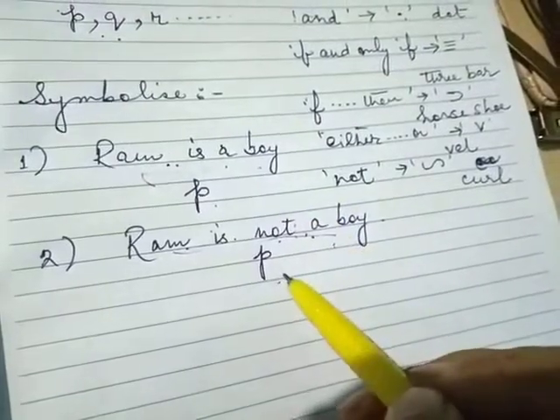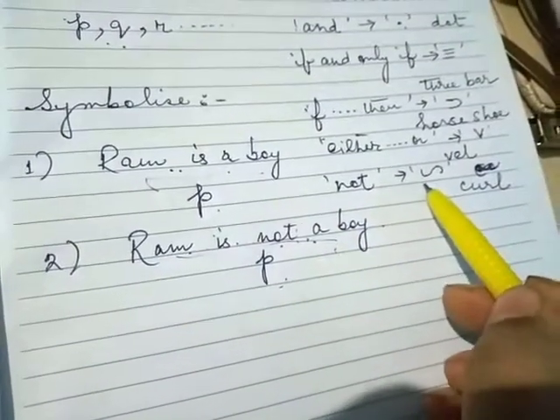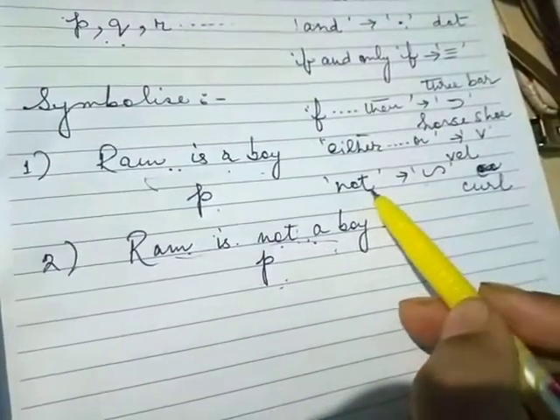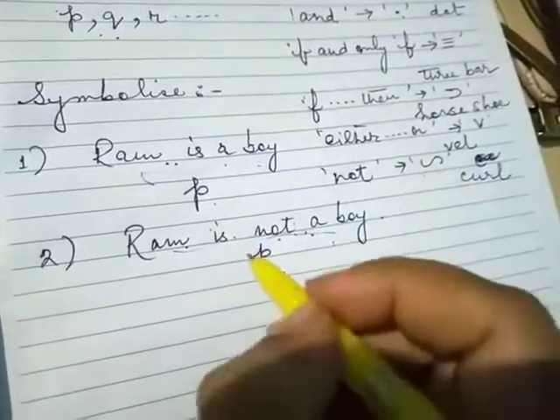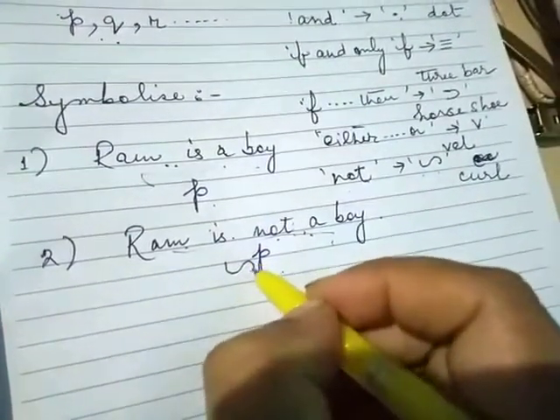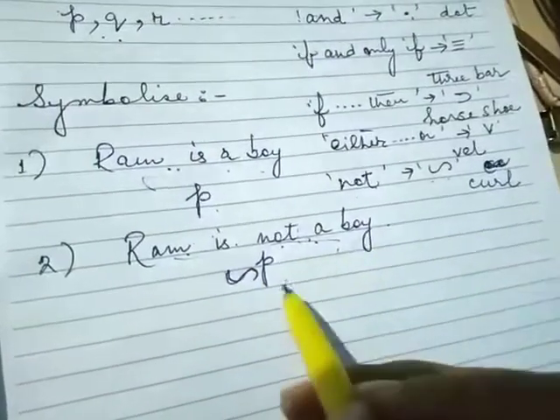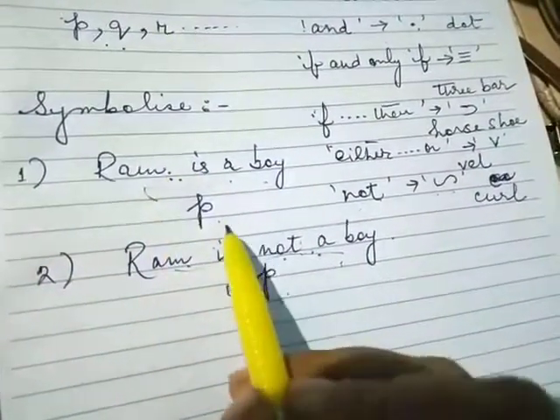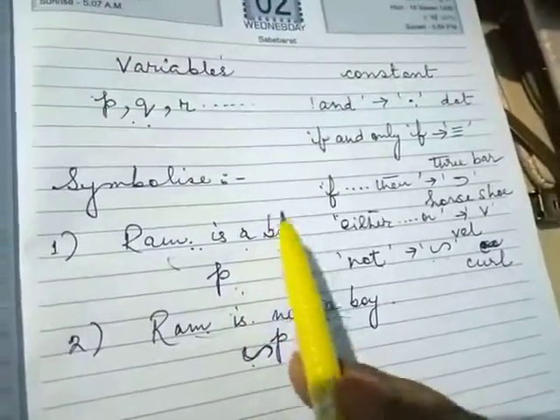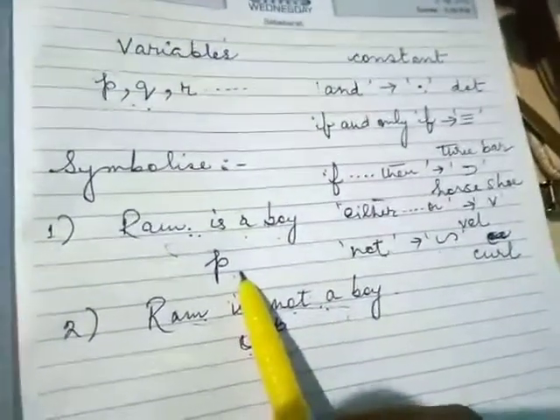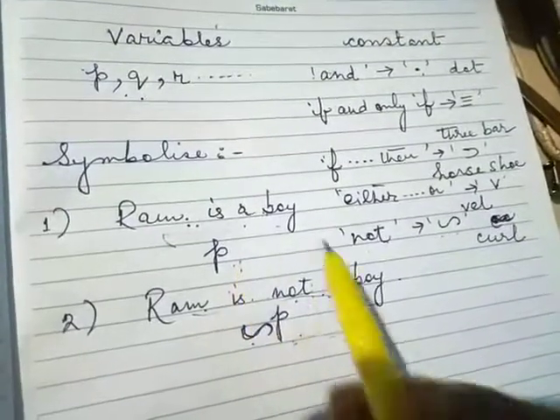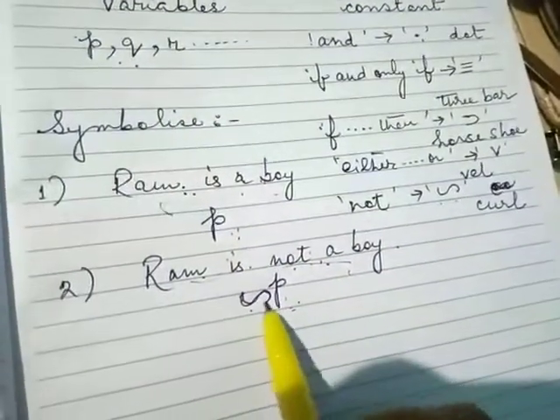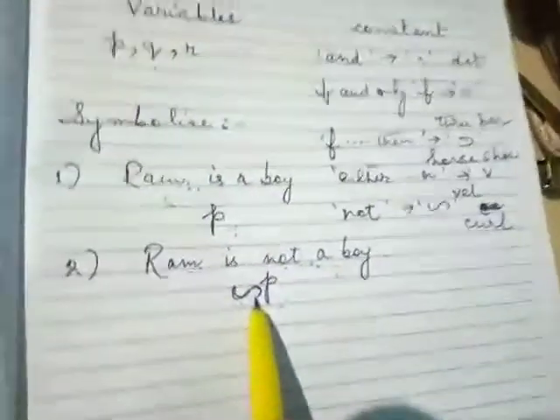And for negative, the symbol we use for not is curl. So I will use a curl before the variable. So for one sentence or one proposition only one variable will be used, but for a negative one we have to use a symbol for negativity.